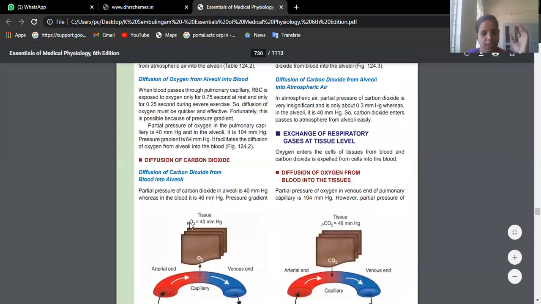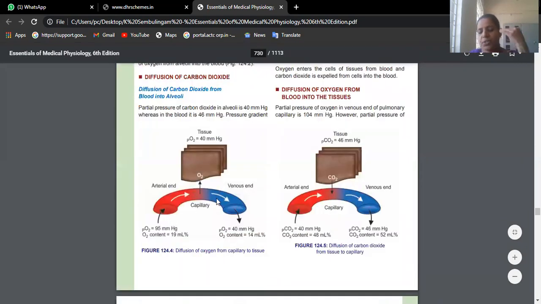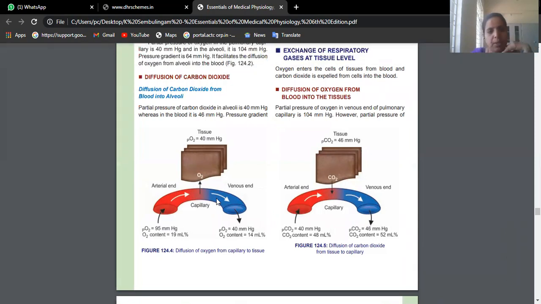Now the blood through the aorta is distributed to all parts of the body. Suppose this is the renal artery and the tissue is kidney. In this renal capillary, one side is arterial end, the other side is venous end. In the arterial end, how much is the oxygen concentration? 95. How much is in the tissues? 40. Because the pressure is low in tissues and high in the arterial end of the capillary, the oxygen will diffuse from the arterial end into the tissues.